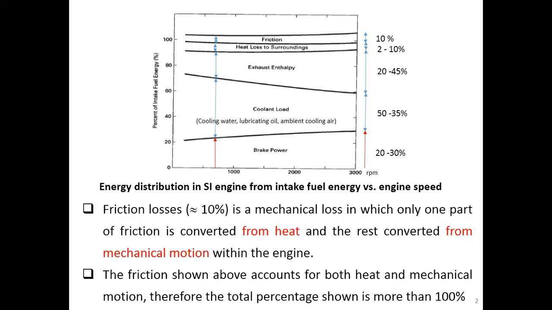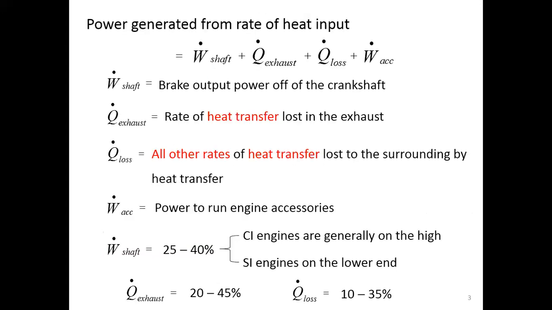So this gives you the picture of where the heat that we input to the engine goes after it gets into the engine or into the cycles. So overall, we look at what is the power that we generated from the rate of heat input. We have the brake output of the crankshaft, that is the W dot shaft here. This is the useful work for us.